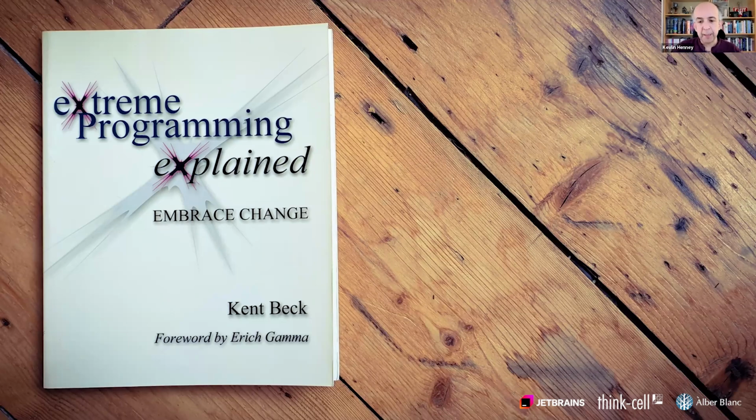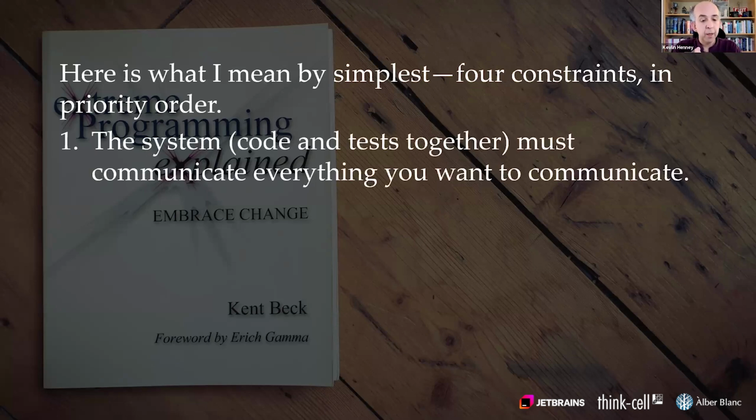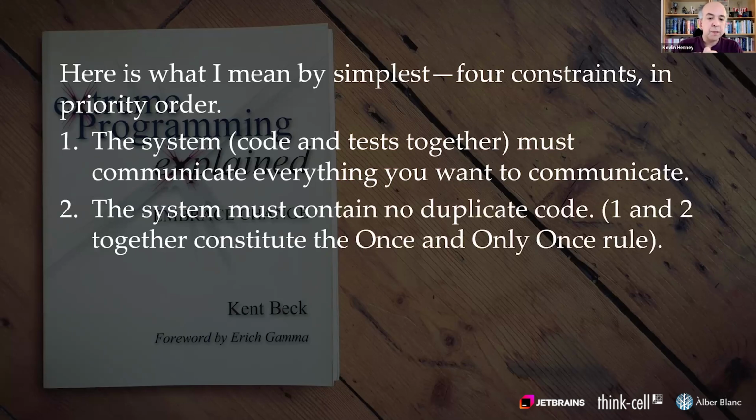Now, Kent had an idea here of simplicity. It's one of the key values of XP. And he defined what he meant by simplest from the point of view of code. Here is what I mean by simplest. Four constraints, in priority order. And again, as with many things, there is a nuance here that many people overlooked. One, the system, code and test together, must communicate everything you want to communicate. Two, the system must contain no duplicate code. One and two together constitute the once and only once rule.